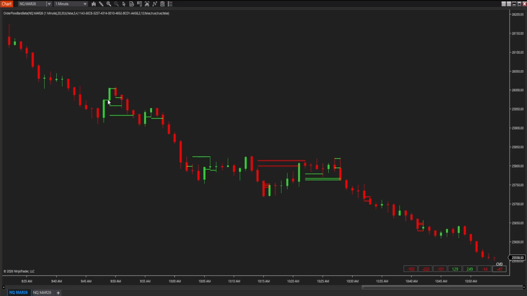Now, the reason this one's not showing all the way across like the other ones is because we traded through it. Once we trade through it, then it's going to go away. As you can see here, we traded through it, and then it's going to cut it off.